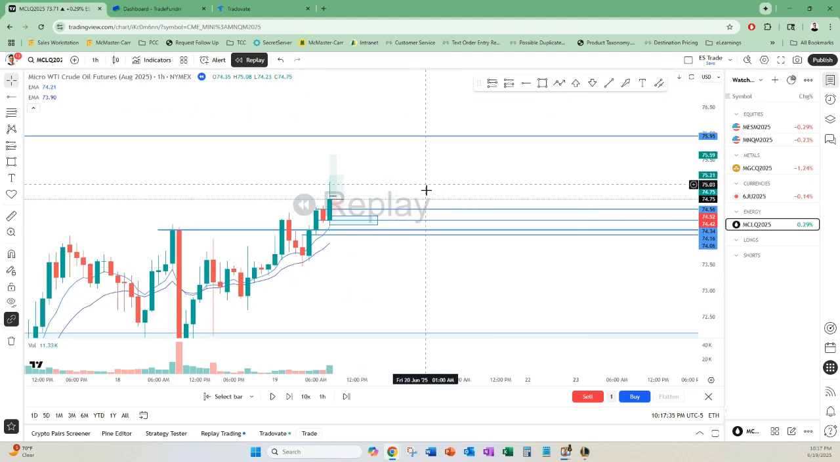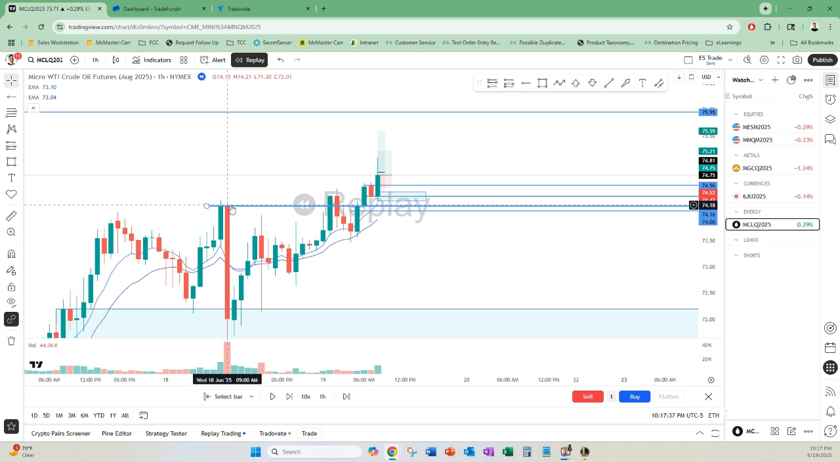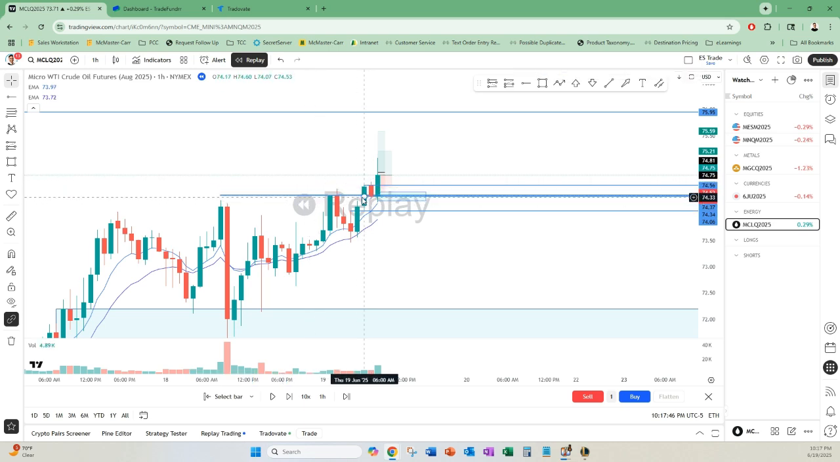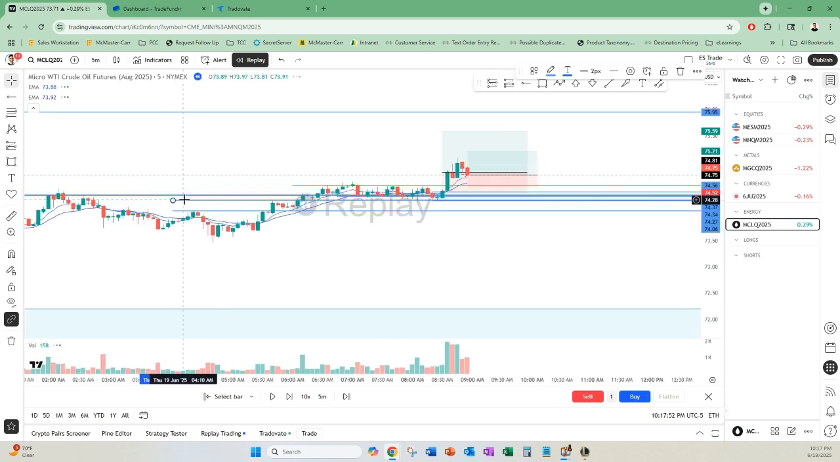So what happened? Here's a huge red bar, price broke and closed above it, created a new high right here, price broke and closed above that here, and it's this wick over wick. That could have been a good area to get long.